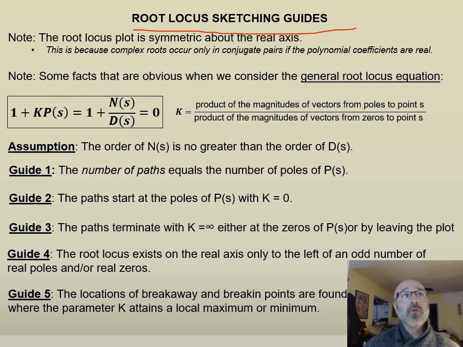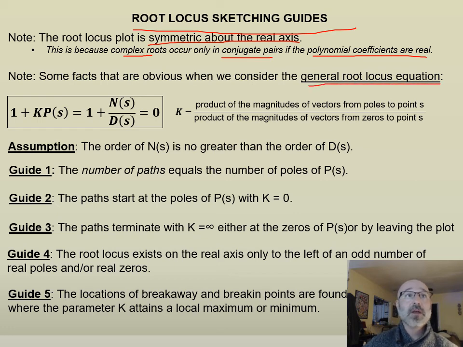So one thing that we want to notice here is that this root locus plot is going to be symmetric about the real axis. And we noticed that in all three examples when we took a look at our plots and saw that it was symmetric. When we put each of those dots in there, it was symmetric about that real axis. And the reason this occurs is because our complex roots only occur in conjugate pairs if the polynomial coefficients are real. So let's consider this general root locus equation here.